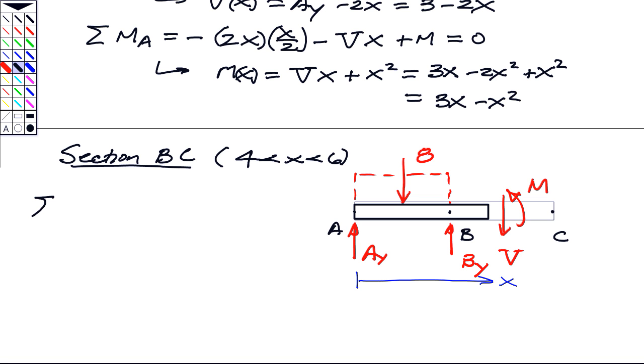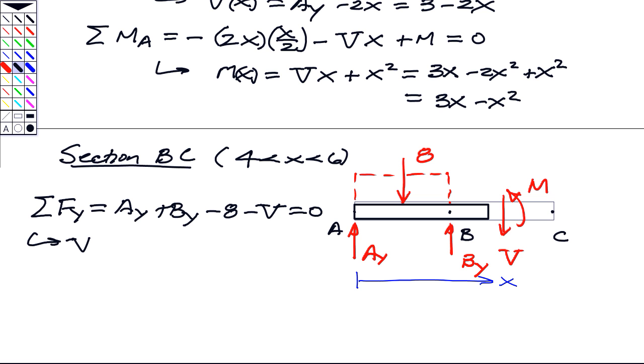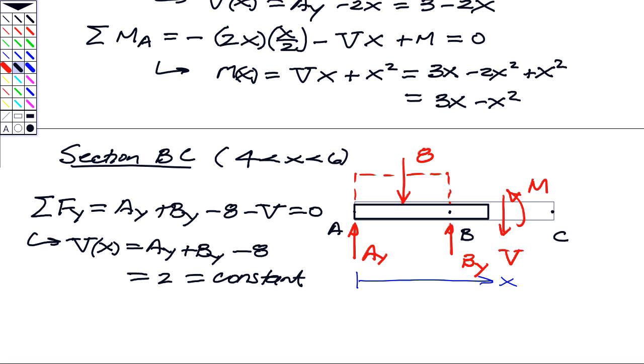So from this, when I sum forces in Y, I get AY plus BY minus 8 minus V, and for equilibrium that is a 0. So the shear force as a function of X then is going to be AY plus BY minus 8. Adding all those numbers together, we get 2. And between B and C, the shear force is a constant value there of 2.